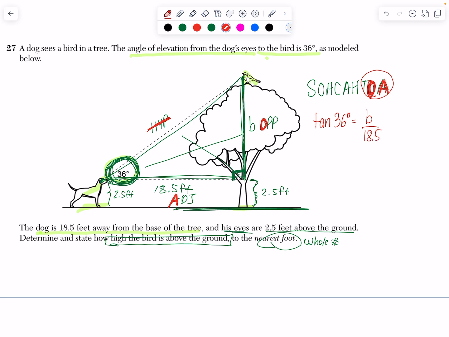Solve for side over 1, cross multiply. Make sure your calculator is in degree mode. Now you're going to press tangent 36, and when you do that, you get 0.7265. Keep in mind on your screen you have more numbers on the calculator screen, and you're going to use that entire number later on in your calculation, but just for our work, we copy 4 numbers after the decimal.